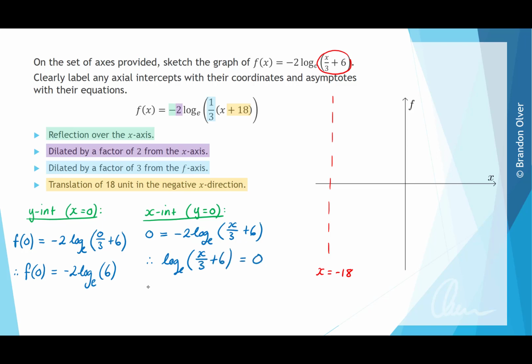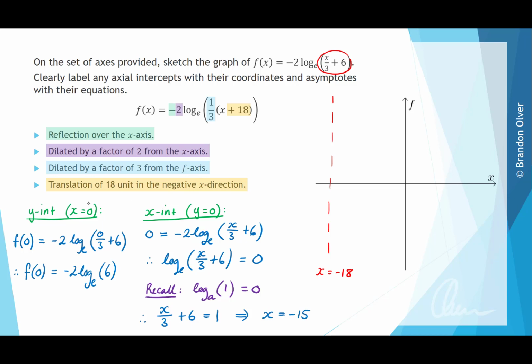And one of our log laws, we can recall, says that log a of 1, for any base, is equal to 0. Therefore, we can reduce this equation down to x divided by 3 plus 6 is equal to 1. So all we needed to do there was equate the part inside the log with 1, because we know that would give a value of 0 for a log. Solving that equation will give us x is equal to -15.